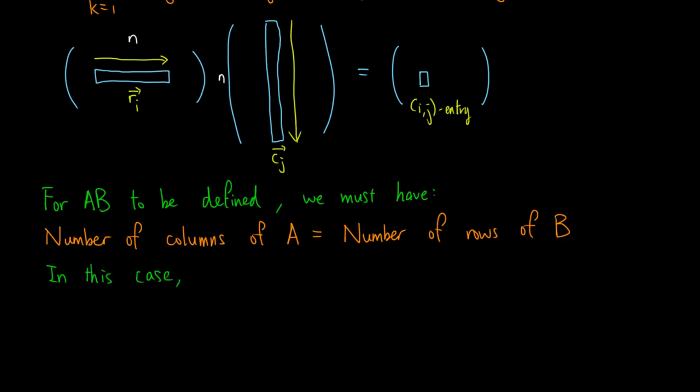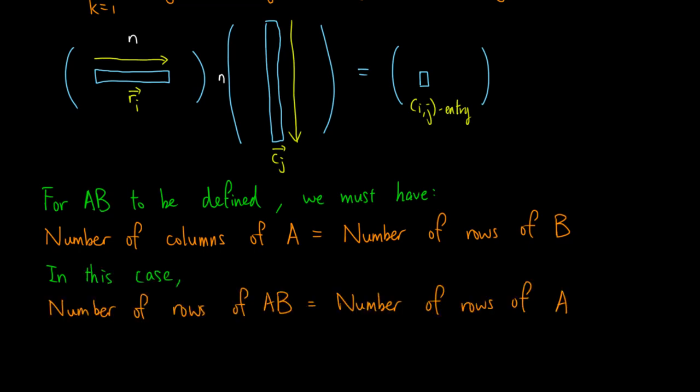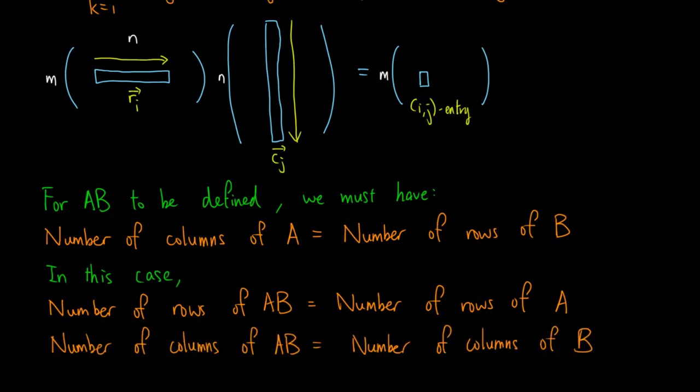In this case, the number of rows of A times B equals the number of rows of A. That is, the height of A times B equals the height of A. And also, the number of columns of A times B equals the number of columns of B. That is, the length of A times B equals the length of B.